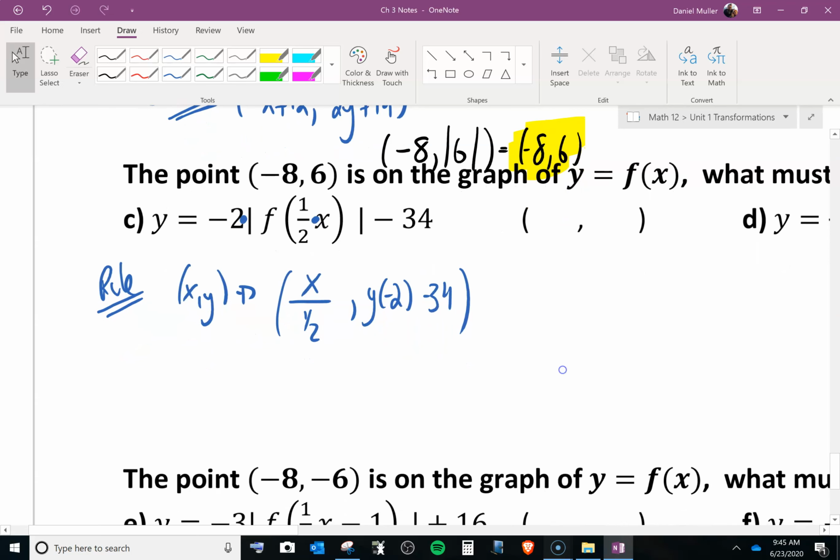Exactly what it says. Now when you divide x divided by a half, that's the same thing as timesing by 2. So this is actually a 2 times x. And this I'll put a -2y minus 34.